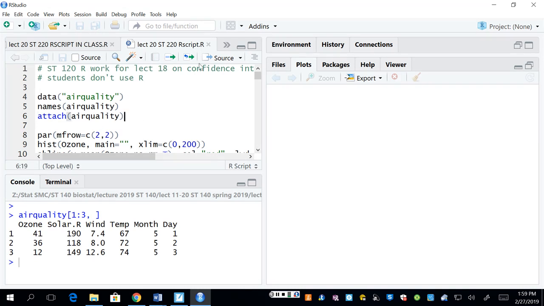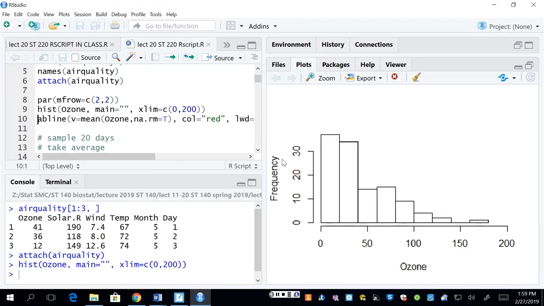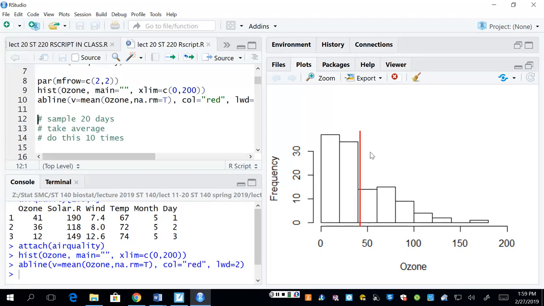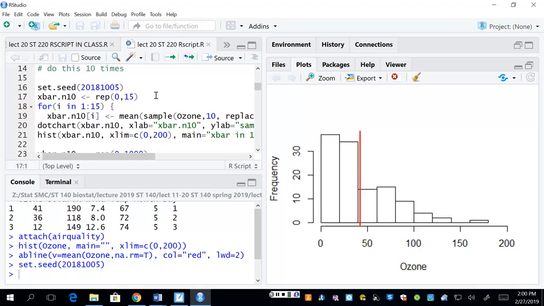So to do these, I'm going to do this little command to attach this so I can reference the variable names directly. So the ozone values are skewed, right? A lot of them are small, safe ranges, but then there are some days that produce bigger ones. And the mean ozone, if we had all the data, would be here. Right? And now we're going to imagine taking samples of different sizes from these 153 observations. When I made this handout, I set a random number seed, so this should reproduce the same numbers there.